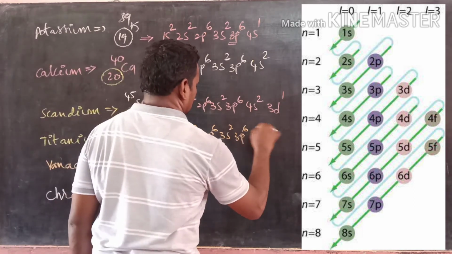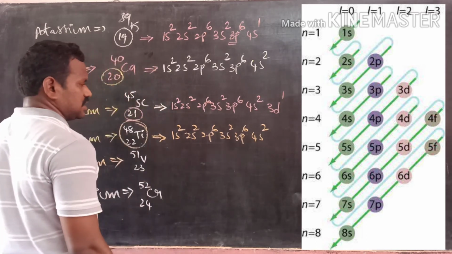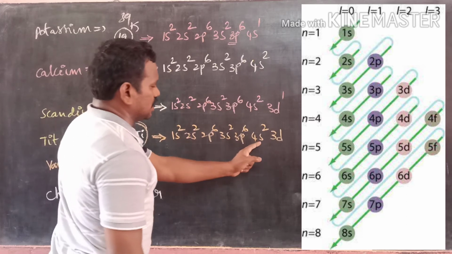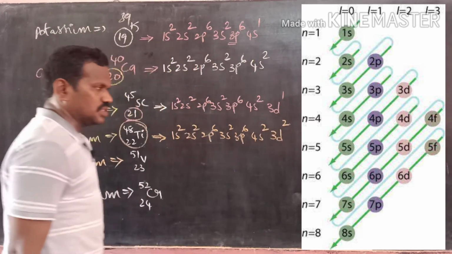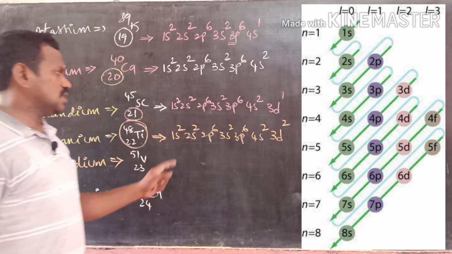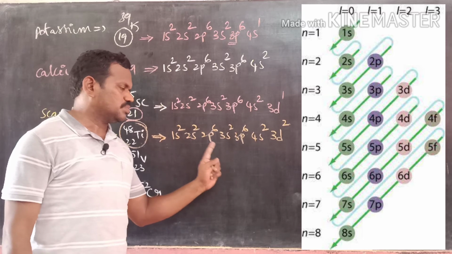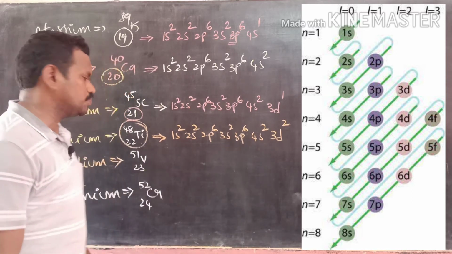Next the 2 electrons enter into the 4s. After 4s, the next energetic orbital is 3d, and with this around 20 electrons are completed. Only 2 electrons are left. Those 2 electrons enter into the 3d. Now the electronic configuration becomes 1s2, 2s2, 2p6, 3s2, 3p6, 4s2, 3d2.